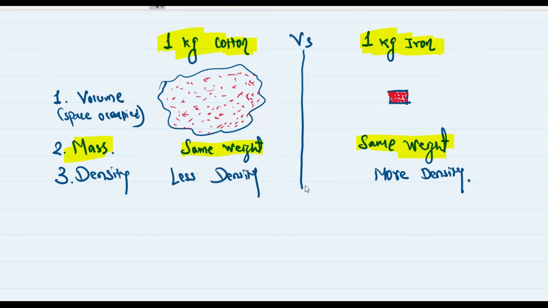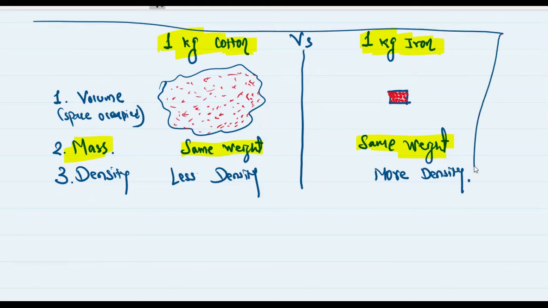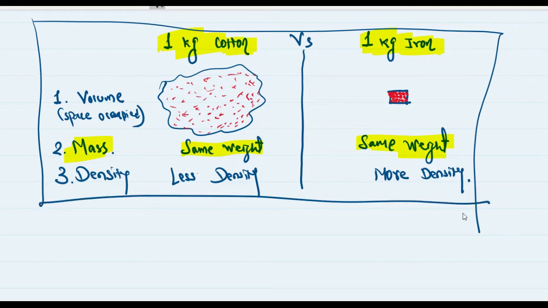So now the concept of density in your mind should be very, very clear. What is density? Density is the ratio of mass per unit volume. Now I'm giving you the formula for density, which the textbook has explained directly.